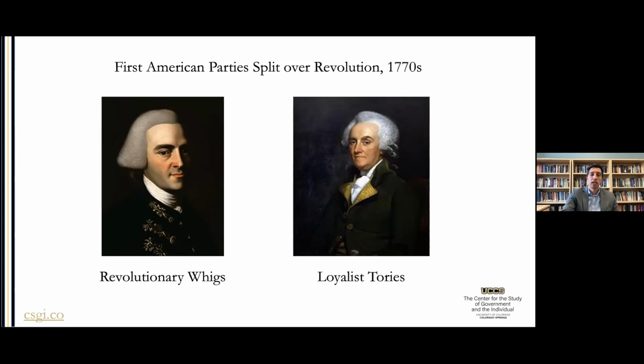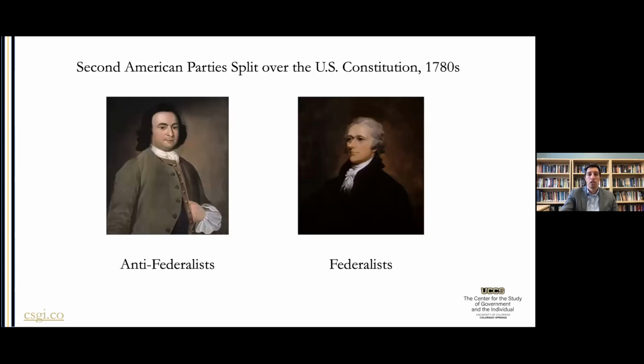And so you didn't have Tories anymore in America. Everyone was a Whig who supported American independence. So the next issue that split Americans was the question of whether or not to ratify the United States Constitution.